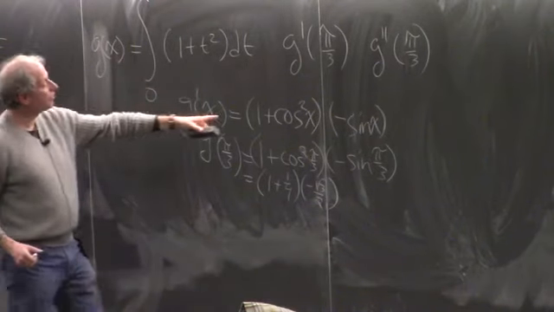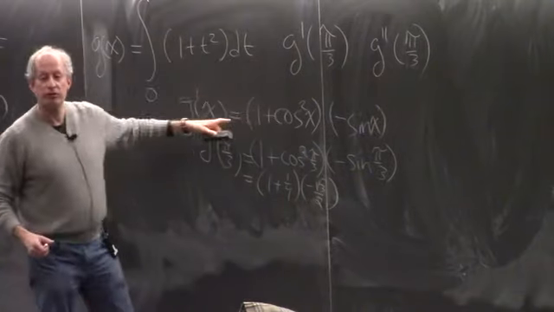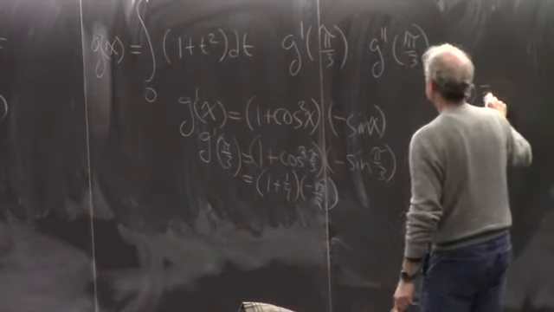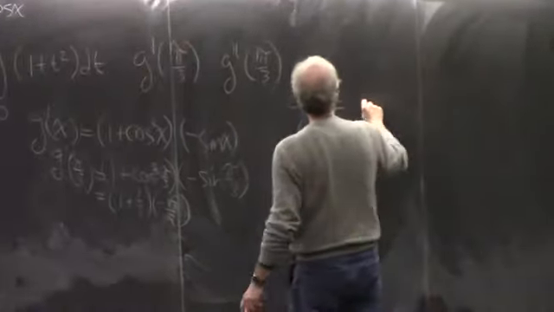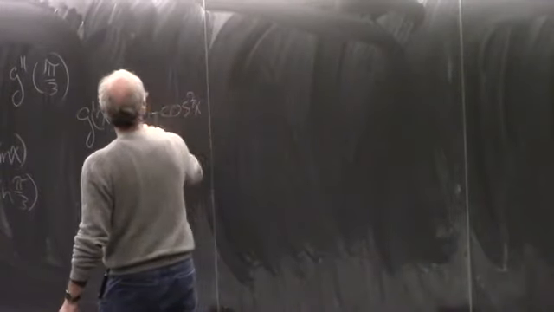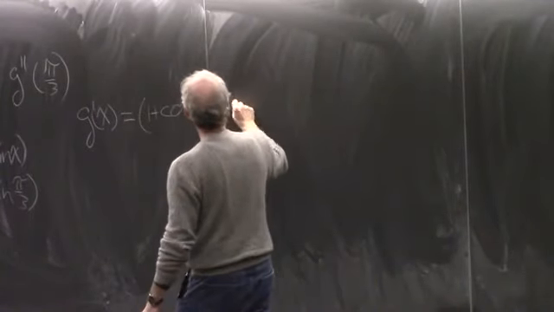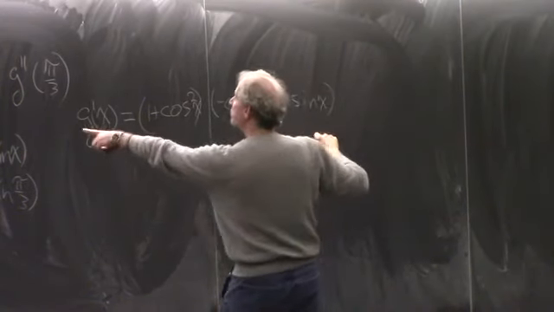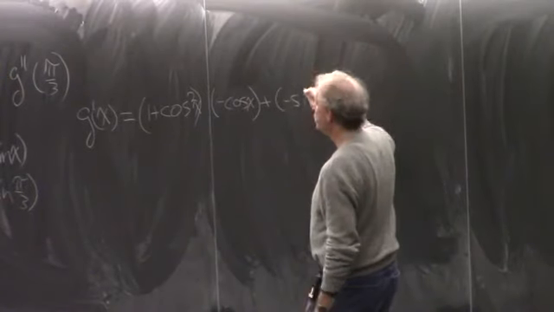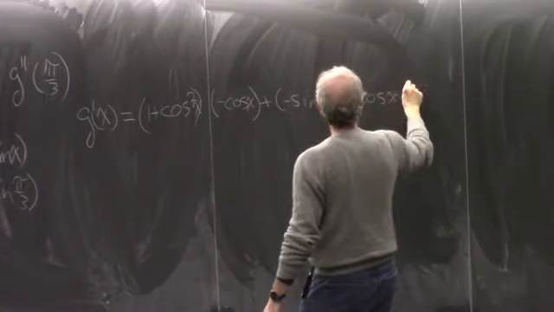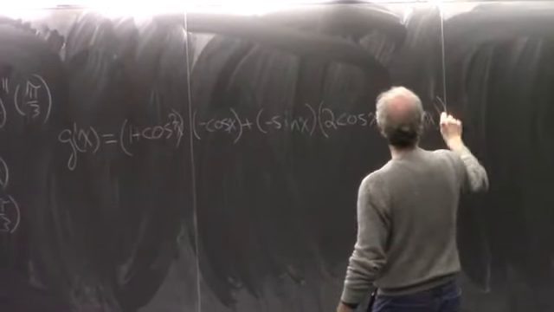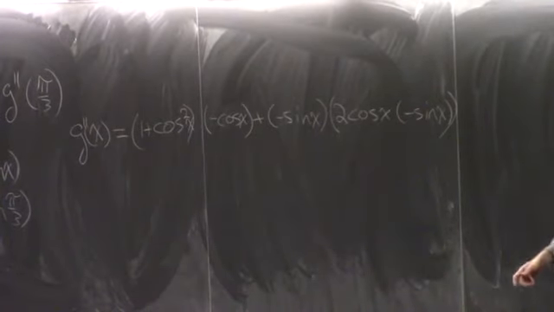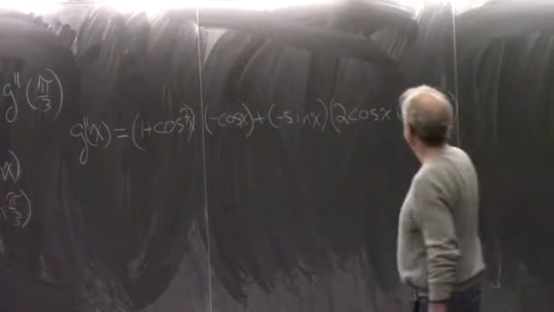And then if I wanted to find g double prime of pi over 3, I take the derivative of this, which is product rule. So I have g prime of x, which is 1 plus cosine squared x times the derivative of minus sine, which is minus cosine, plus minus sine of x times the derivative of 1 plus cosine squared, which would be 2 cosine x to the 1 times minus sine x. This is very tedious. And that's g double prime of x. This comes from the product rule.